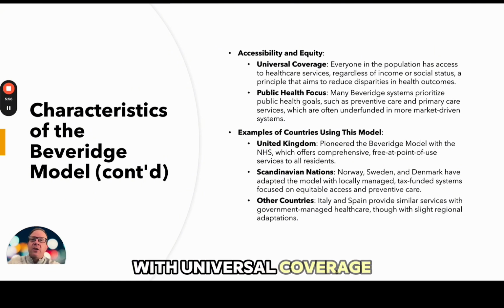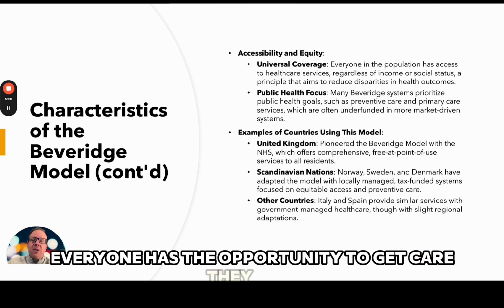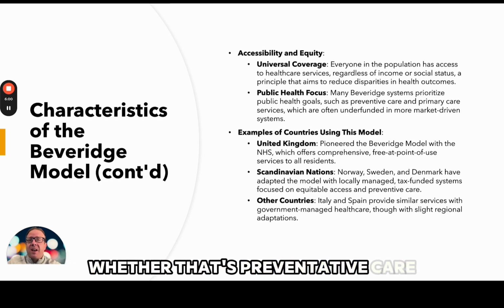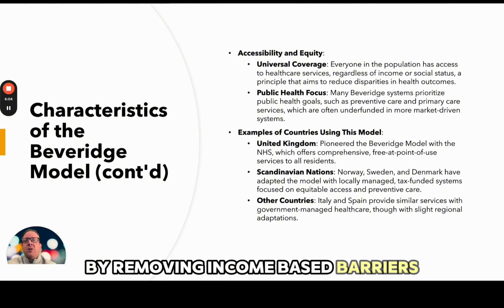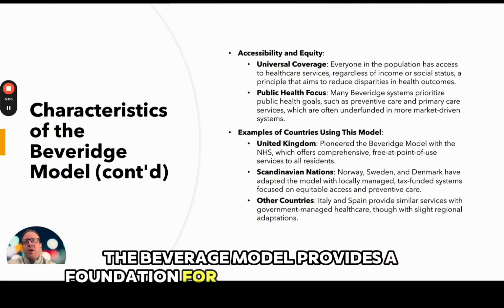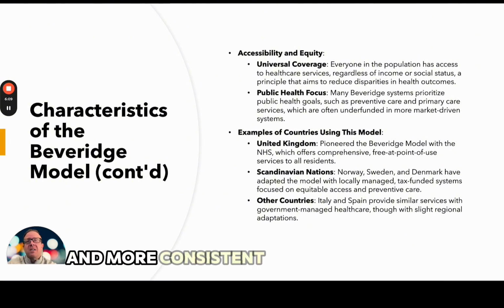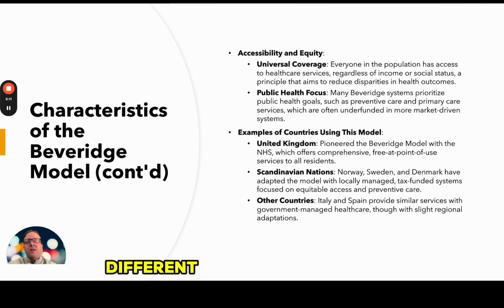With universal coverage, everyone has the opportunity to get care they need, whether that's preventative care, routine checkups, or emergency treatments. By removing income-based barriers, the Beveridge model provides a foundation for healthier populations and more consistent health outcomes across different demographic groups.